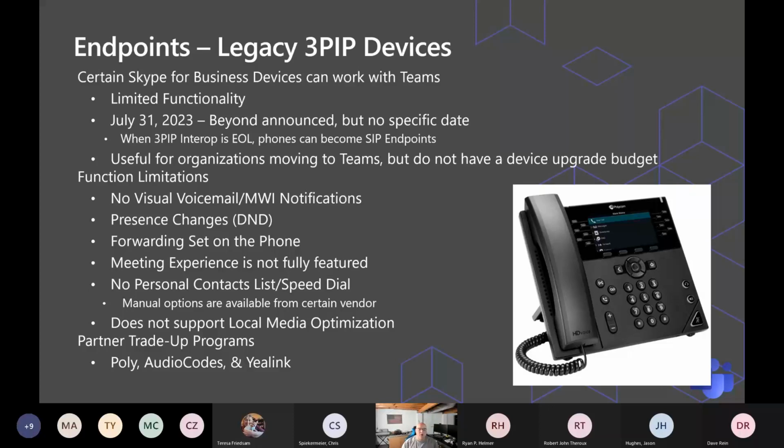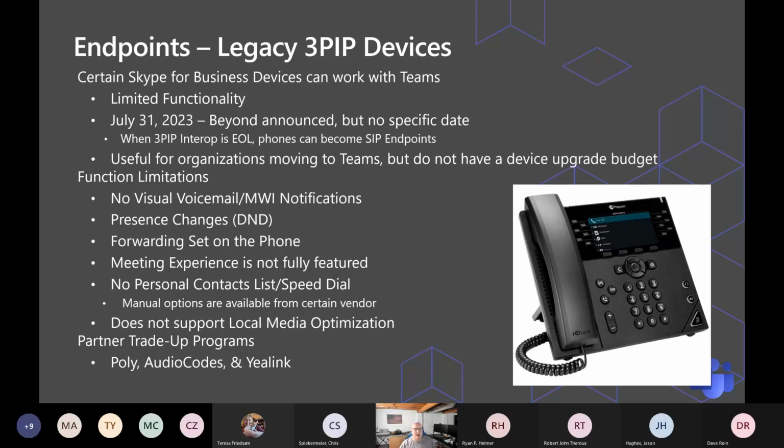So what are those limitations? One big one is you will not get any type of voicemail message waiting indicators. Traditionally, if you got a message, you would see that you have a voicemail, and there'd be a little red light on the phone. You do not have that with these phones. If you try to change your presence, that does not work. There's a lot of things, and you can see those listed out below, that do not work primarily with these phones.